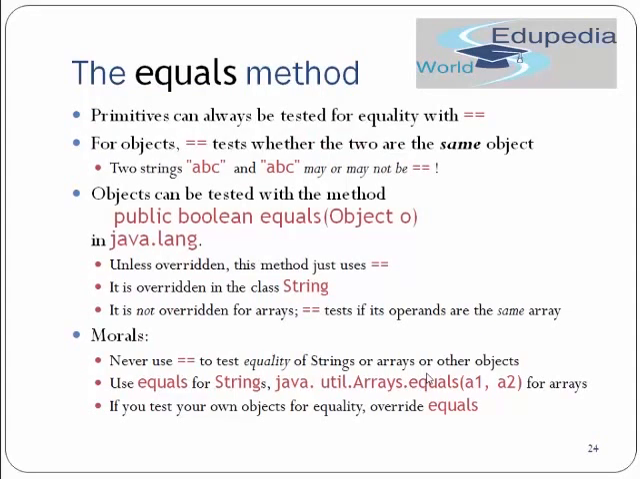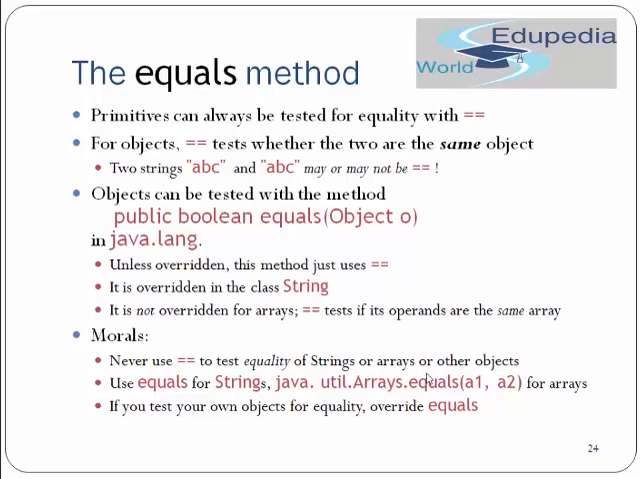Primitives can always be tested for equality with double equals. When you want to compare int a equals 1 and int b equals 2, you can check if a double equals b. It will give you false because 1 is not equal to 2. Double equals can easily give you the correct result if it's a primitive type.